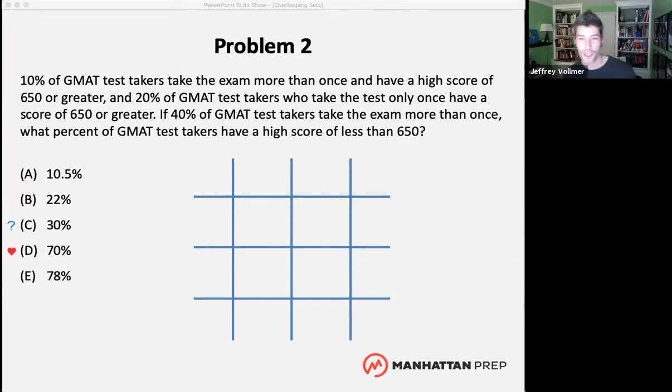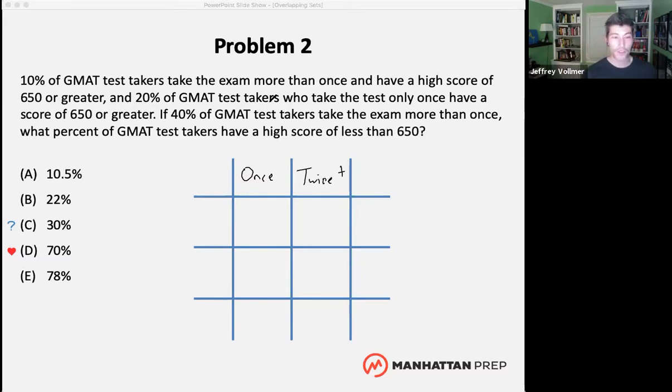Let's pick a different color. We'll just go with black. So you can take the exam, let's just say once, or twice or more. Call it twice plus.